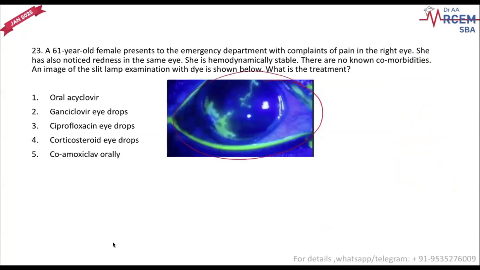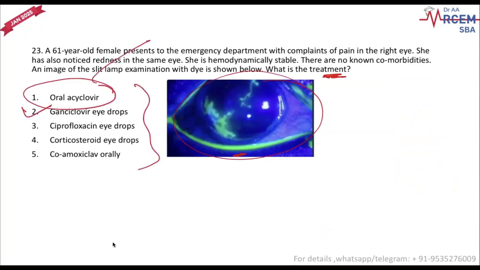This itself is a giveaway diagnosis. You're seeing a dendritic lesion. Dendritic lesion is suggestive of a herpes corneal ulcer due to herpes simplex. They're asking for treatment. We need to give drops, acyclovir or ganciclovir. Here, out of the following, ganciclovir is present.